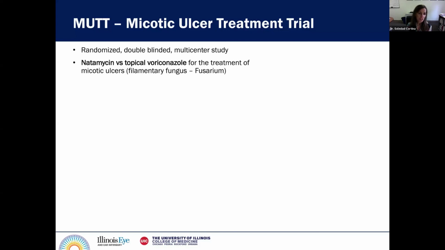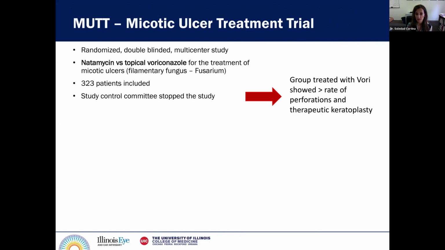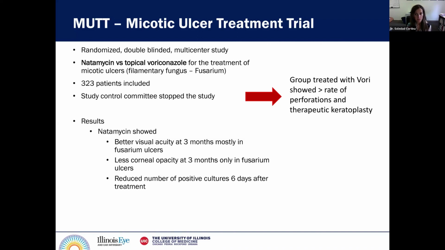It basically looked at natamycin versus topical Voriconazole for the treatment of mycotic ulcers, mostly filamentary fungus, especially fusarium. There were 323 patients included, but the study control had to stop the study because they showed that the group treated with Voriconazole had a higher rate of perforations and need for therapeutic keratoplasty. So actually the study had to be stopped. This is pretty interesting. We did not expect this.